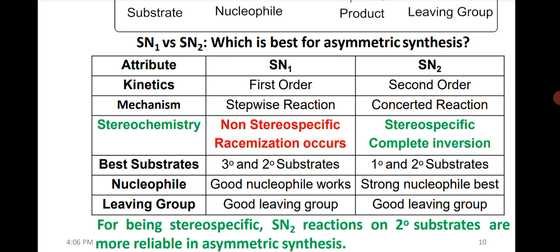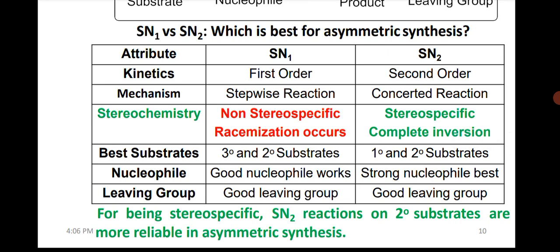Nucleophile and leaving group. Nucleo means nucleus and phile means loving, so nucleophile means nucleus loving. In the SN1 reaction, a good nucleophile works, while in the SN2 reaction, a strong nucleophile is best. Same in the case of the leaving group: a good leaving group is preferred in SN1, and in SN2 a good leaving group is also preferred. We will discuss both the leaving group and the nucleophile one by one after this slide.